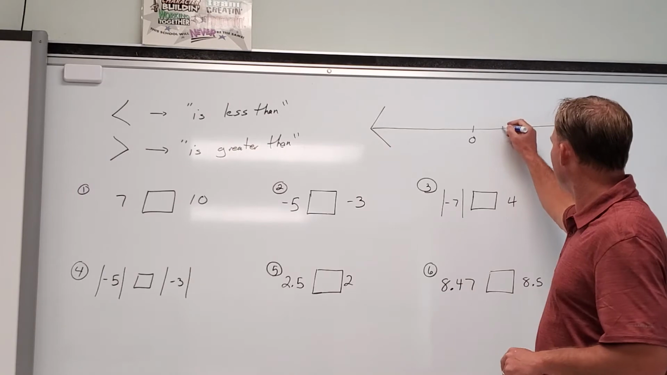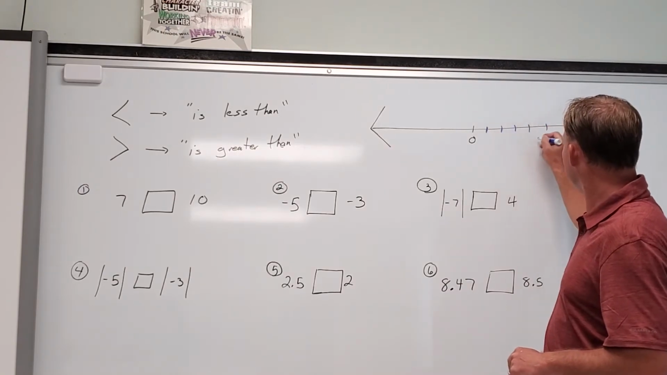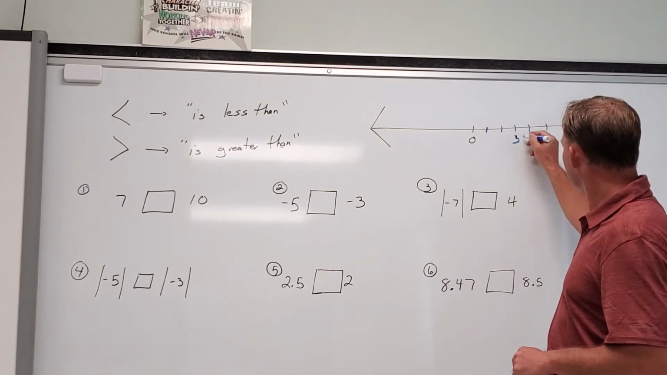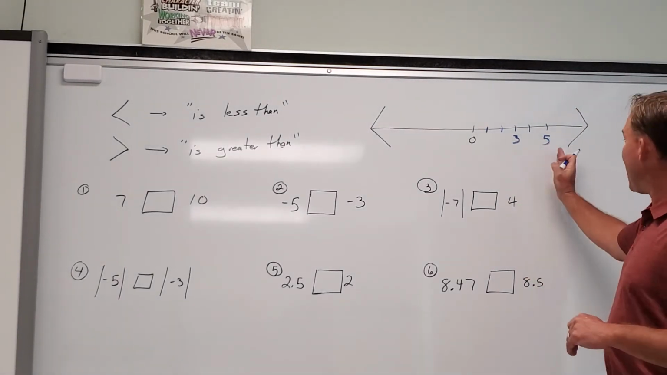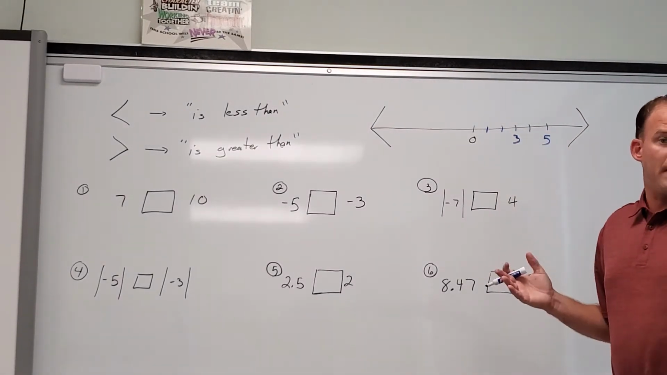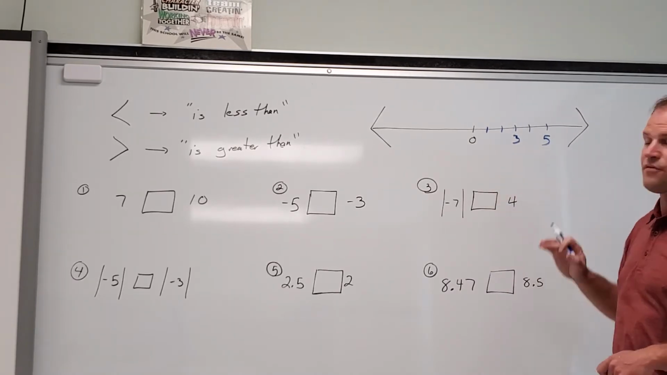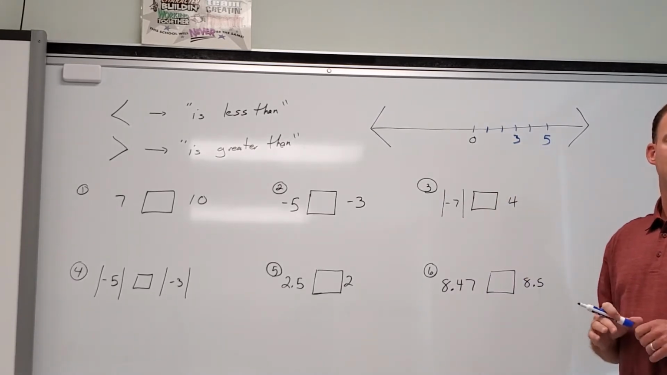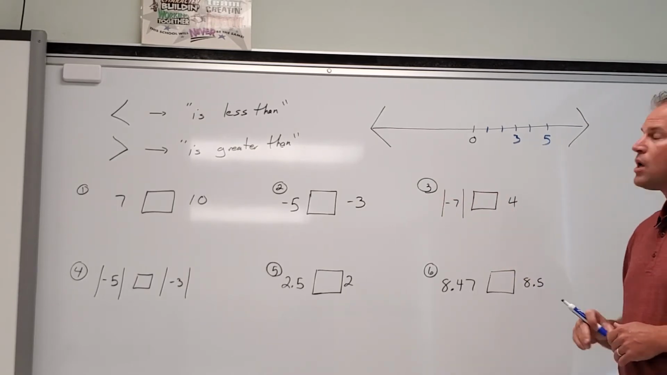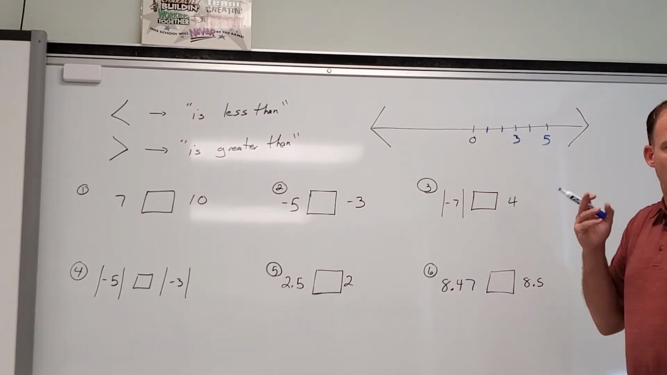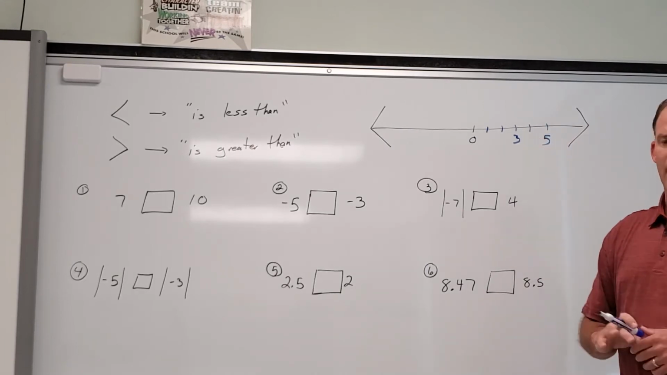So if I have 3 and 5 on my number line, 5 is bigger than 3. We know that. Or I could say 3 is less than 5, depending on how I wanted to say the problem. We always read our problems left to right. That makes sense in our heads. We know 5 is the bigger value.